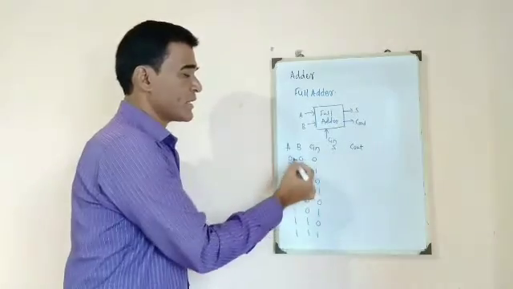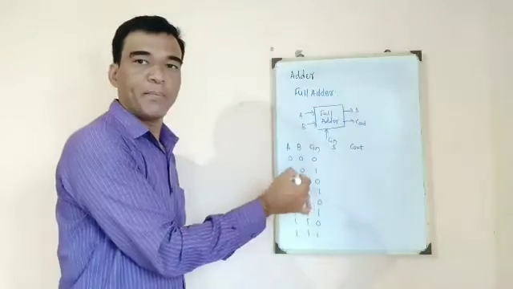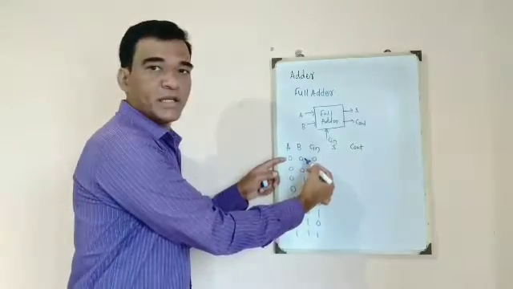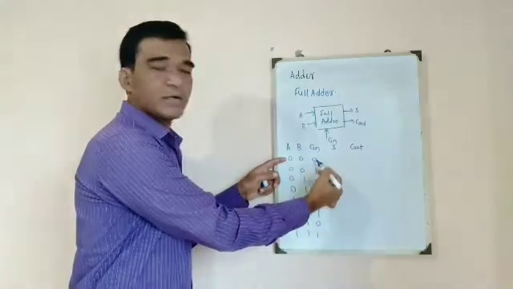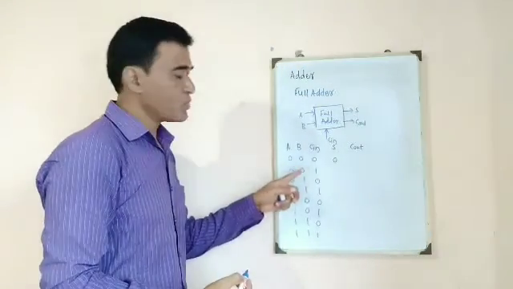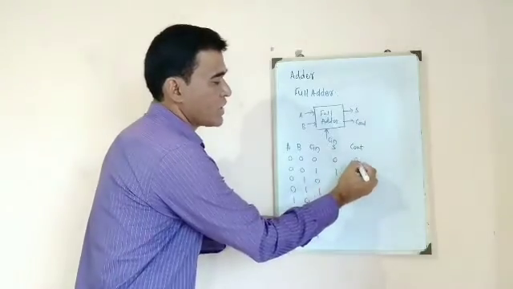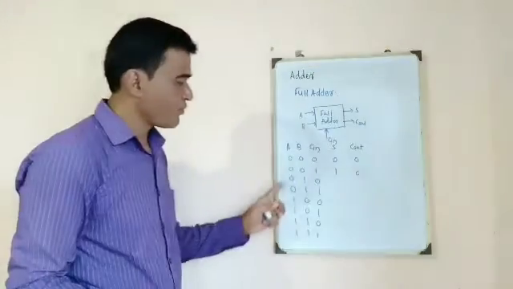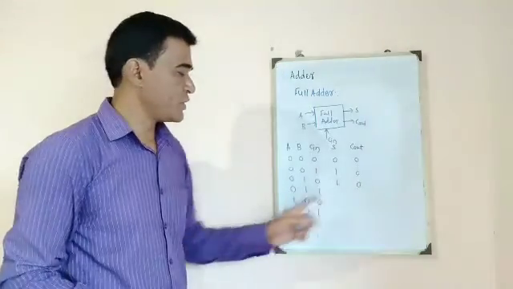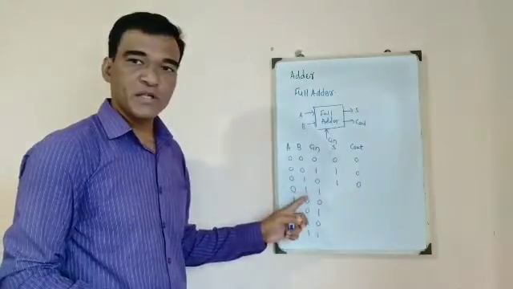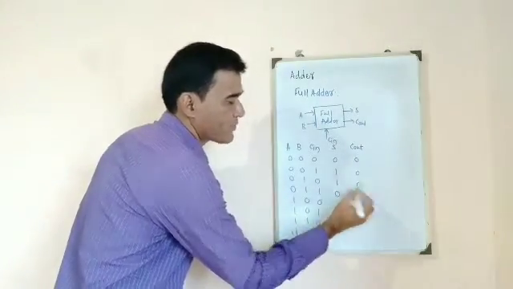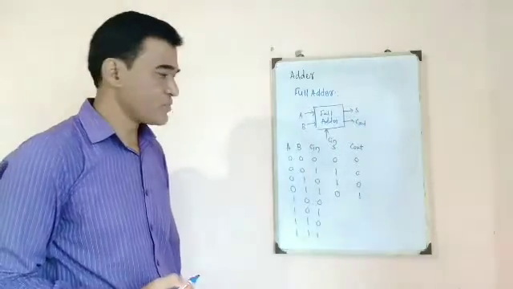What is sum? Sum is nothing but the addition of A, B and Cin, if any. Now here A plus B is 0, again 0 is added, we will get a sum 0. Here 0 plus 0 is 0, 0 plus 1 is 1 and Cout in both cases is 0. Here again 0 plus 1 is 1, 1 plus 0 is 1 and carry is 0. 0 plus 1 is 1, 1 plus 1 is 0 with carry. So here we get a 0 sum and carry out as 1.